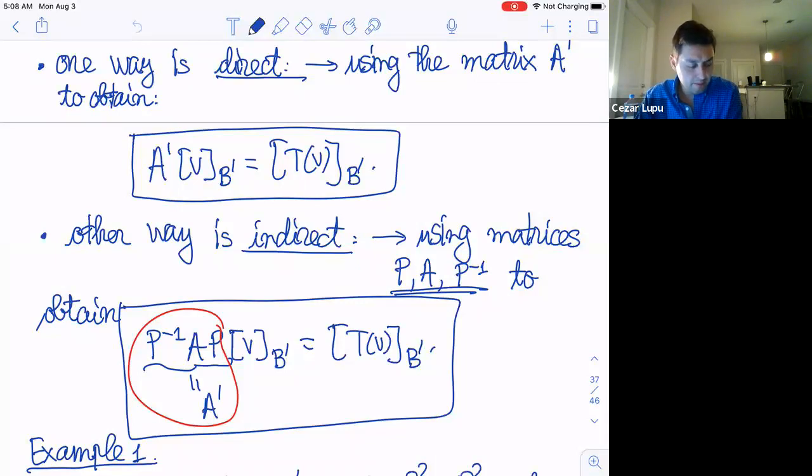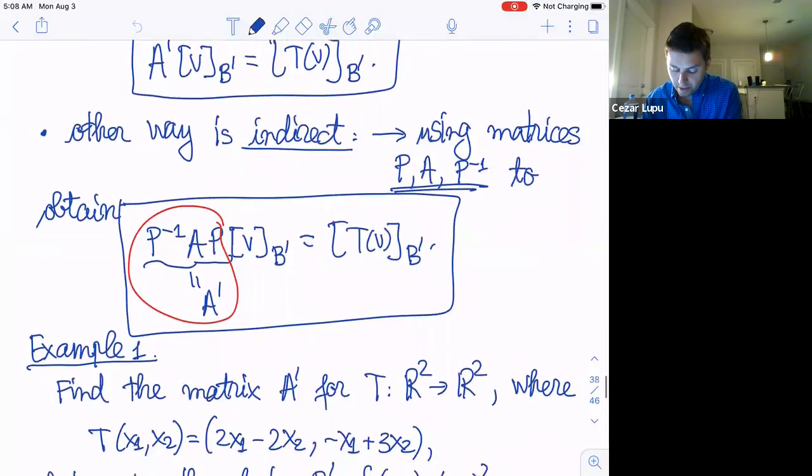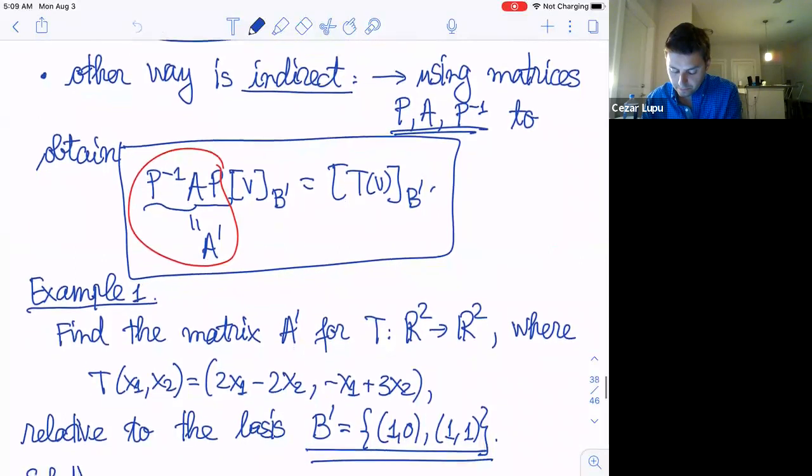Well, clearly, we'll illustrate this relationship between the two matrices, A and A prime, through some examples. And the first example I have in mind is the following. Look at this example. You have a linear transformation from R2 to R2, and it is given explicitly. As you can see, T of (x1, x2) is (2x1 minus 2x2, negative x1 plus 3x2).